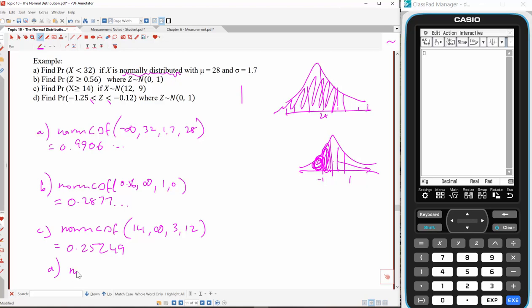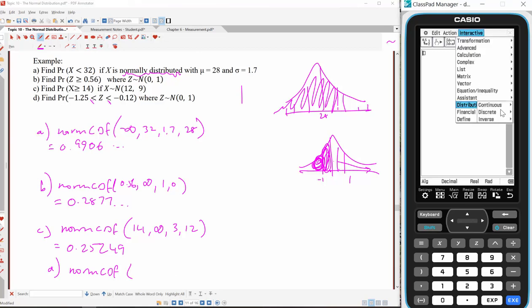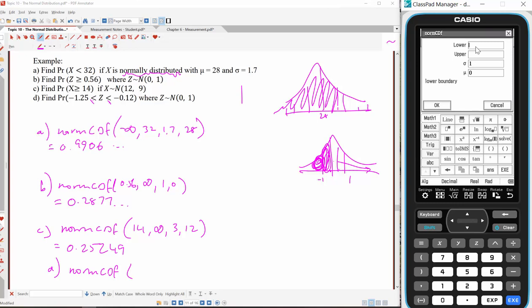Okay, so we're going to run norm CDF again. Remember that it's less than and less than, but we actually can include those values themselves, because if I integrate directly at that point at negative 1.25, I get an area of 0. Okay, so I can actually take it from that point. So we're going to go to interactive. Again, it's really good idea to go through interactive because it tells you the order of the arguments and what it's looking for. So lower is negative 1.25, upper is negative 0.12, and we've got a standard deviation of 1 and a mean of 0.